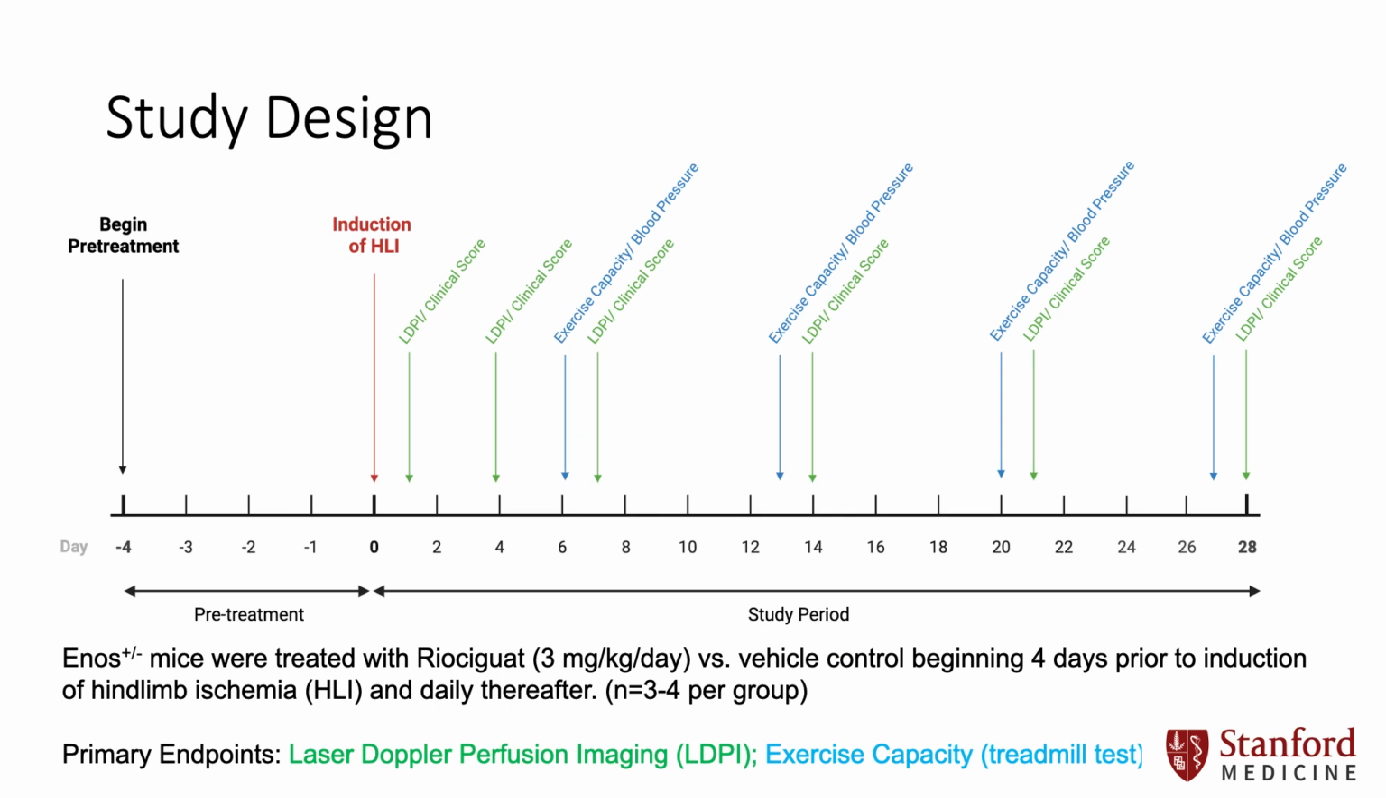So we wanted to test the hypothesis that Riociguat would be able to improve perfusion in an animal model of PAD. So we used eNOS heterozygous mice that lack a single allele of eNOS to model patients who harbor a risk allele, and pre-treated with Riociguat and induced a PAD model with hind limb ischemia. We then looked at perfusion using laser Doppler imaging and exercise capacity with treadmill testing.